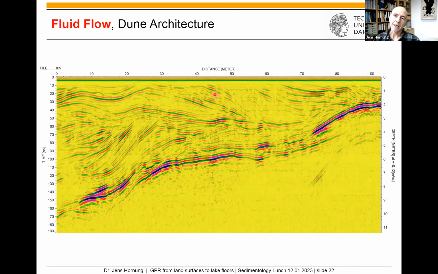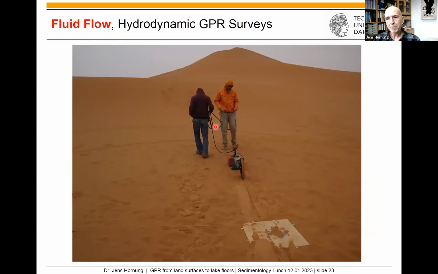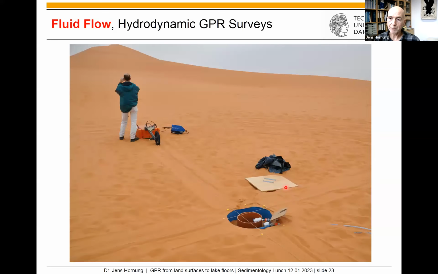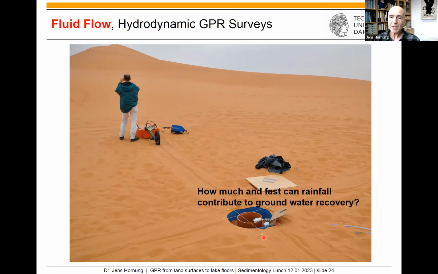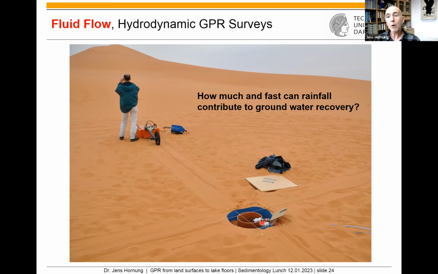foresets are. And we did some fluid flow investigations here. And maybe this is the secret below that plate where we go with a GPR over that plate. And I lift that secret for you, what is behind. Wow, it's a double ring infiltrometer. And we want to know how much and how fast rainfall can contribute to groundwater recovery.